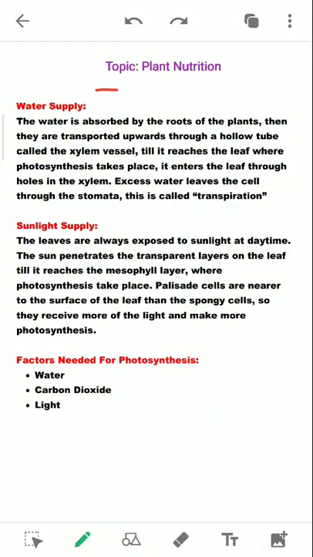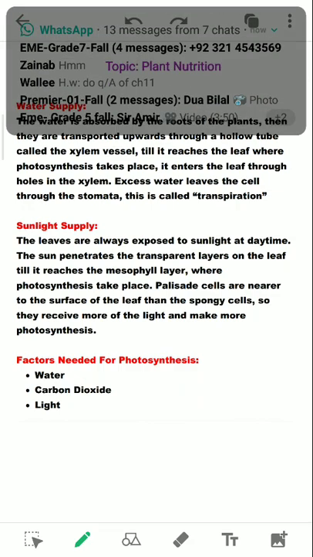Today we'll be continuing our chapter, which was plant nutrition. Previously, we discussed how plants get their nutrients, their food basically, through a process which is photosynthesis. What are the requirements of photosynthesis, and where does the plant get all this? And just before, we discussed how plants get carbon dioxide, basically through diffusion through the leaves.